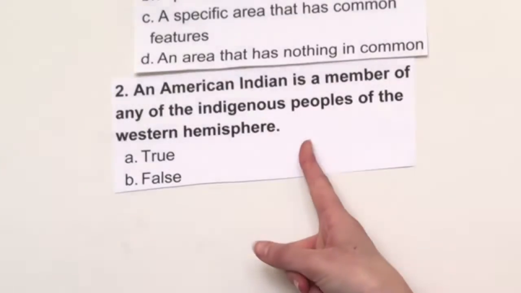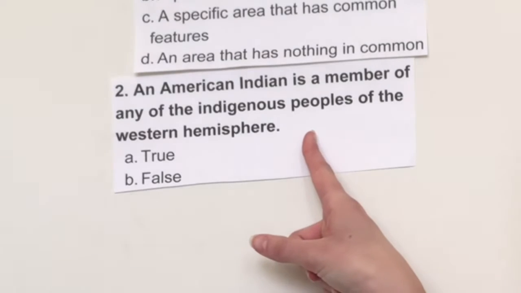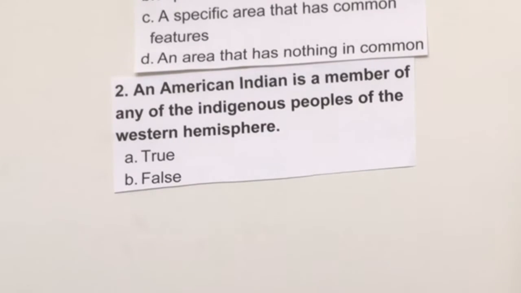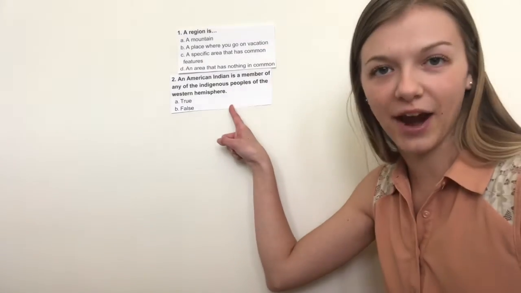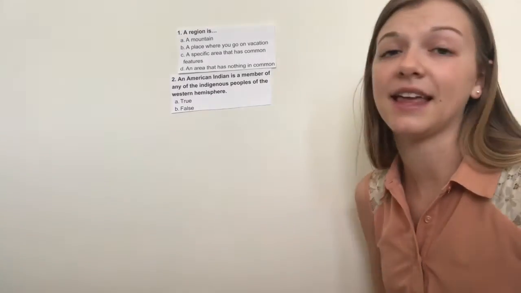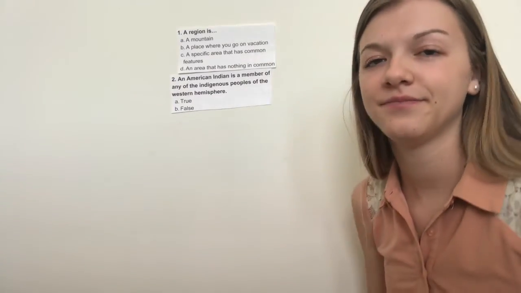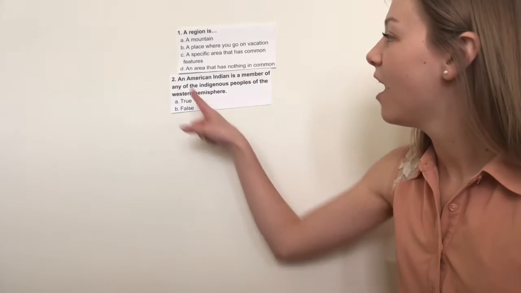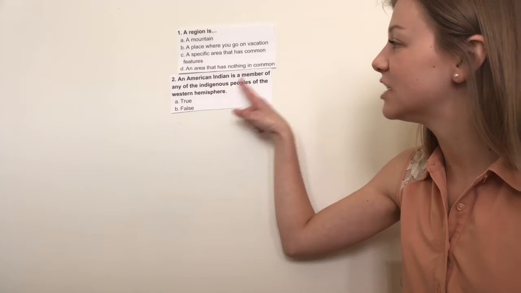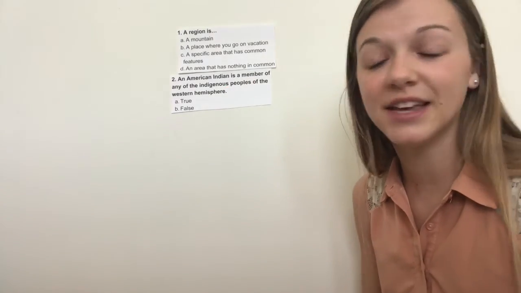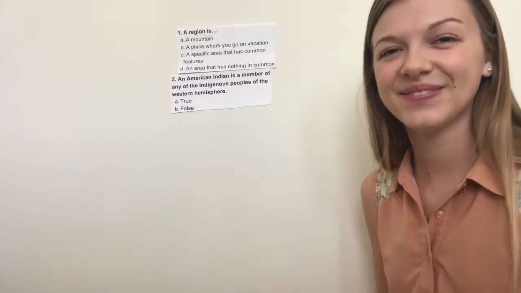Okay, question 2. An American Indian is a member of any of the indigenous peoples of the Western Hemisphere. Is that statement A, true, or B, false? True means that it is correct, that this statement is right. False means that that statement is not right. So, an American Indian is a member of any of the indigenous peoples of the Western Hemisphere. Is that true or false?